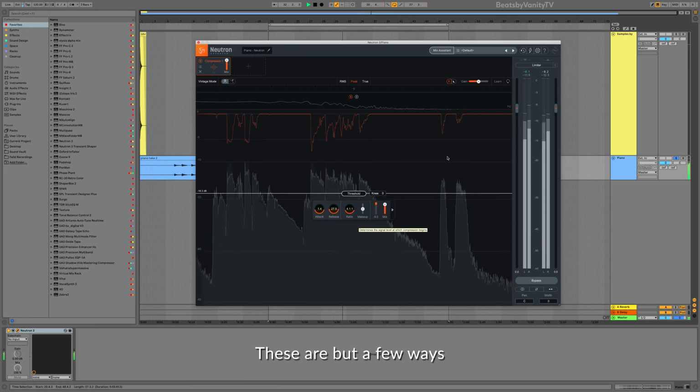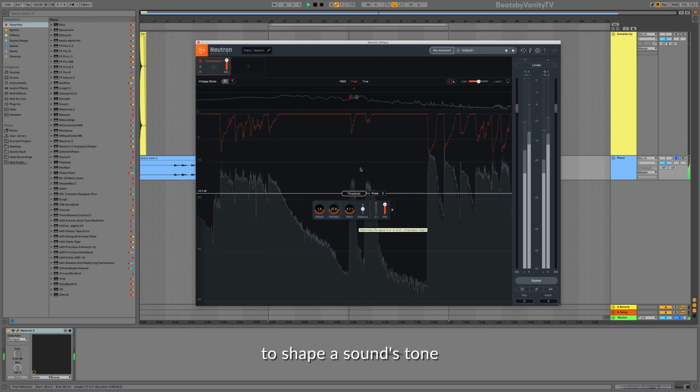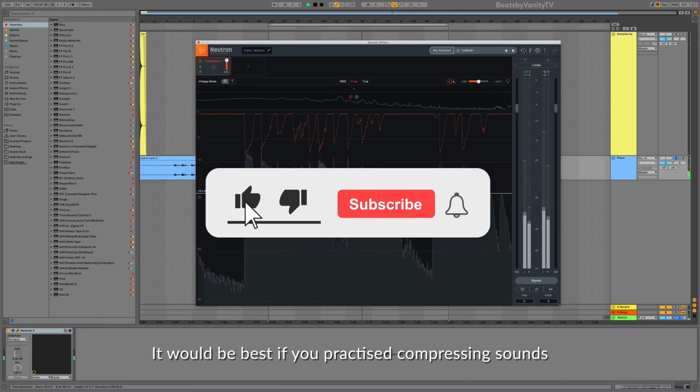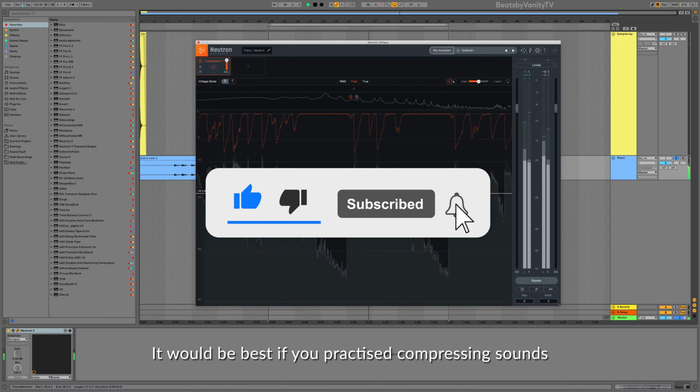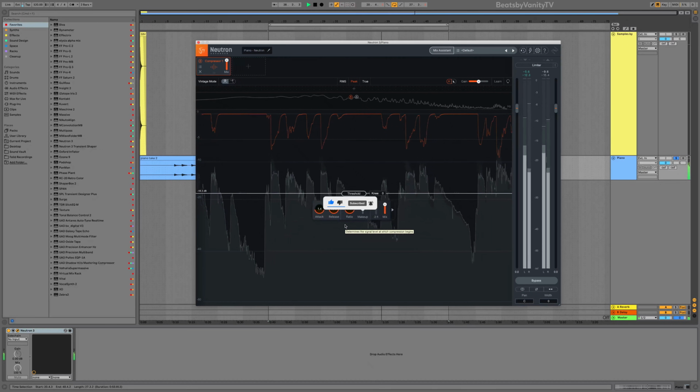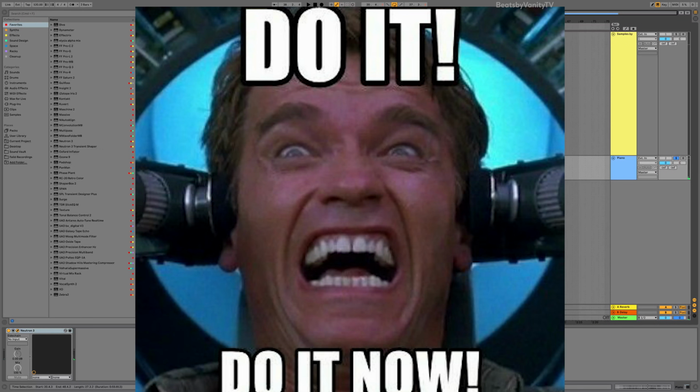These are but a few ways to use a compressor to shape a sound's tone, rather than only controlling the volume. It would be best if you practice compressing sounds to develop your understanding and taste further. So, do it. Do it now!